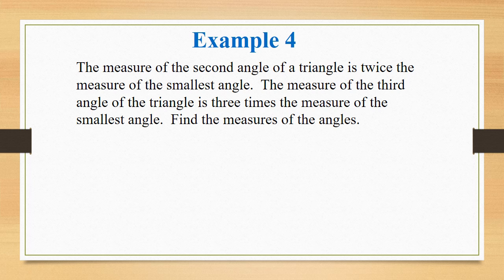Next, let's try another one. Now this one is not real world. It's more of a geometry problem. It says the measure of the second angle of a triangle is twice the measure of the smallest angle. The measure of the third angle of a triangle is 3 times the measure of the smallest angle. Find the measures of the angles.